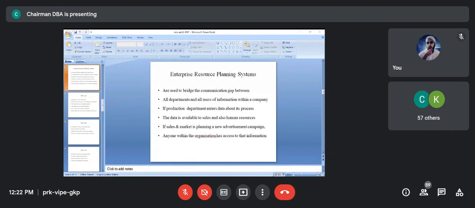So any information which is fed in by anybody is shared across the departments. To give an example, say we are making a huge advertising campaign and spending money on that. Then this data is available to HR also. It is available to production. This is what we mean by information needing to be shared across the organization.